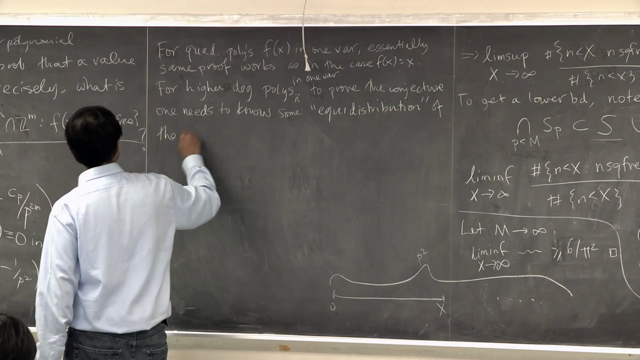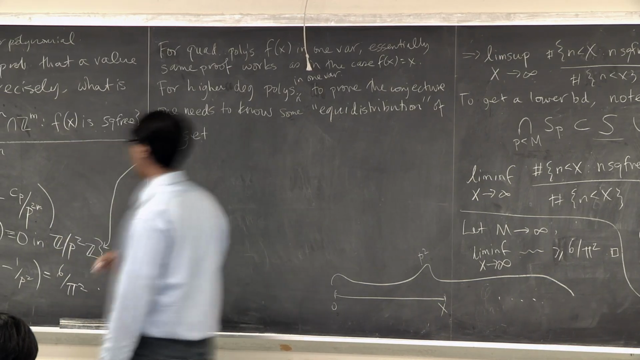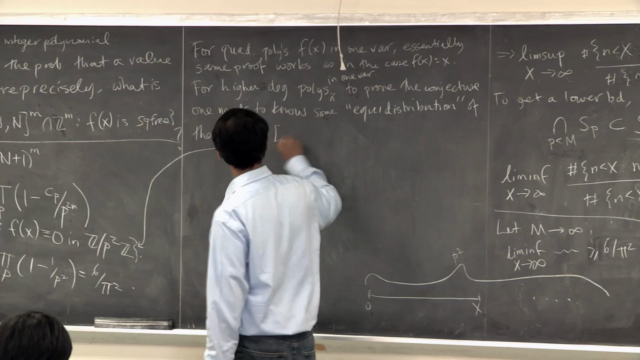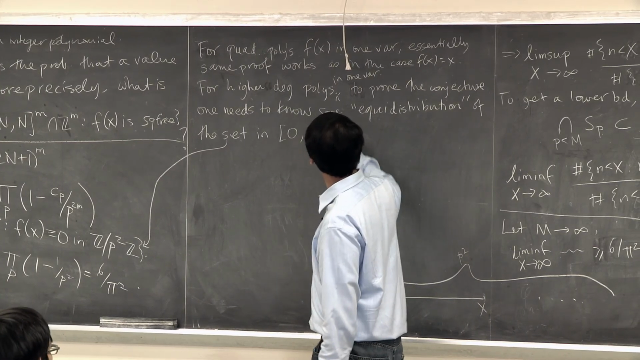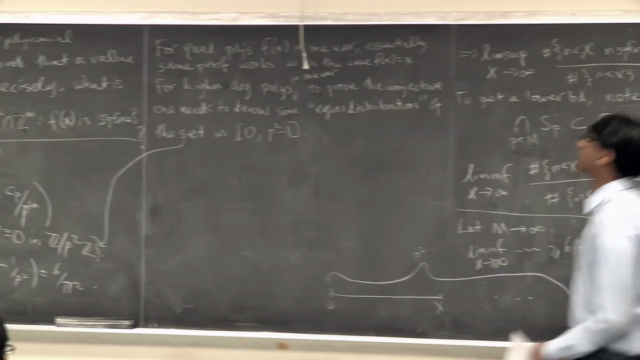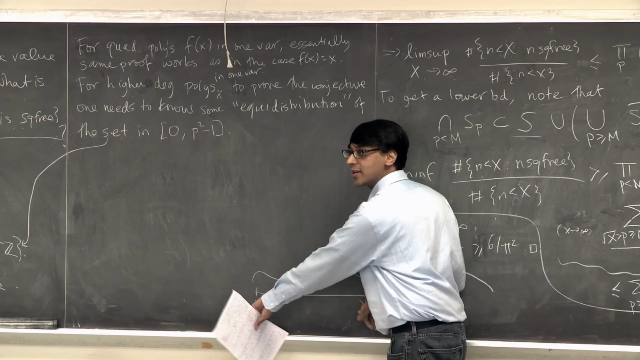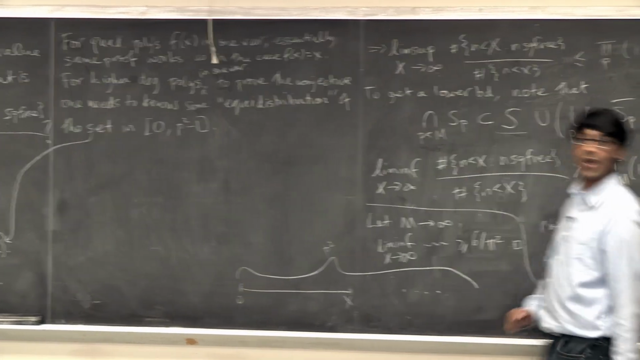Of the set, which is, well, this one, right? Of this set in the interval 0 to p squared minus 1. And something weaker than that, of course, is okay. As long as you know that it's equidistributed, as long as the number you expect here is coming out to be right, then that's good enough.